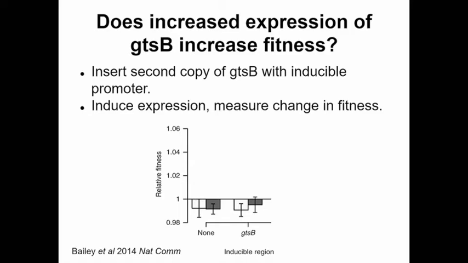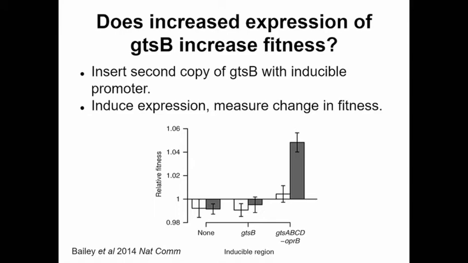And you can see there's nothing going on here. So we haven't been able to actually increase fitness by inducing expression of that gtsB gene. But if we go and do that for the entire operon, we do see increased fitness. So it looks like that increased expression is... it's not clear if we really need the whole operon altogether.